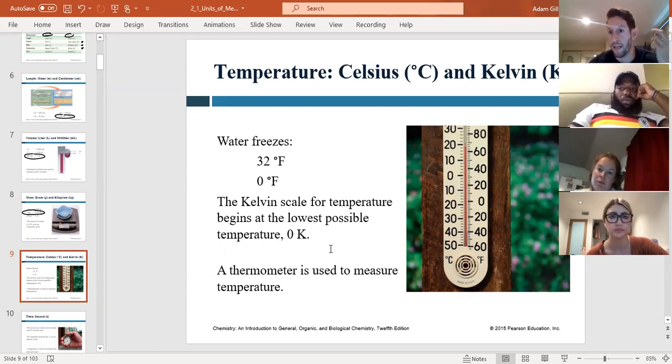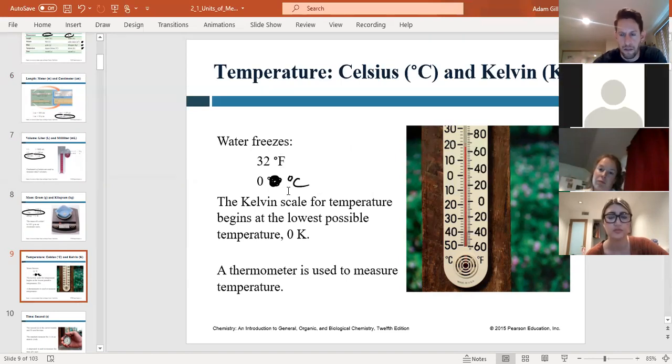So the Kelvin scale starts at 0, so all temperatures are positive. Whereas with Fahrenheit and Celsius, 0 is sort of arbitrary, and so you can have a negative temperature. Kelvin temperature is always positive by definition. This is wrong here. This is supposed to be degrees Celsius. So water freezes at 32 degrees Fahrenheit or 0 degrees Celsius. Those are the definitions for where Fahrenheit and Celsius start.